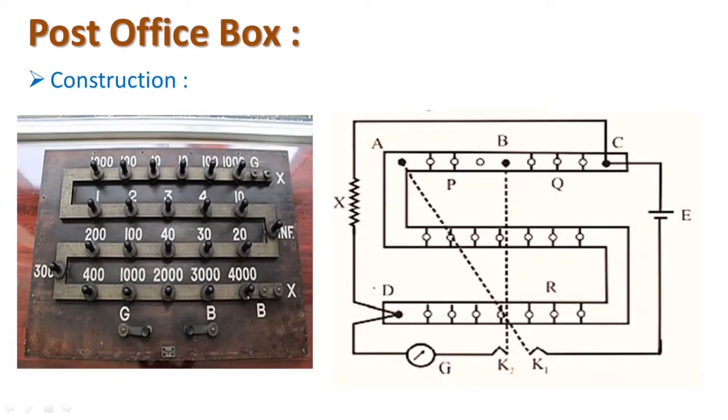As comparing to circuit diagram, here the two ratio arms P and Q contains resistance 10 ohm, 100 ohm and 1000 ohm each. The third arm, that is known arm R, contains resistances from 1 ohm to 5000 ohm. The unknown resistance X, that is the fourth arm. Here two keys we are observing. The keys K1 and K2. K1 internally connected to terminal A and K2 internally connected to terminal B.